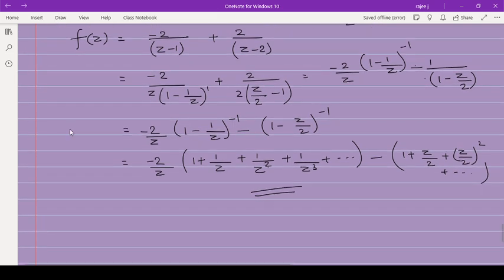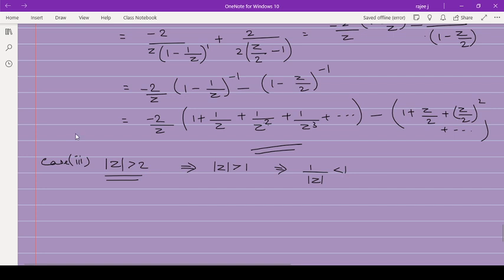Now case 3 is mod of z is greater than 2. Mod z is greater than 2 means obviously mod z will be greater than 1 also. Mod z is greater than 1 means 1 by z will be less than 1. So for the first step, 1 by z is less than 1.